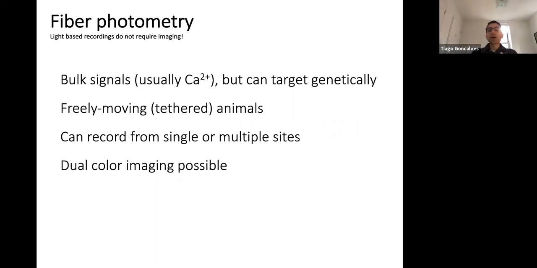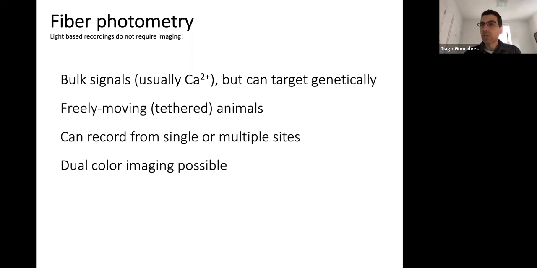the title of the lecture is imaging from fiber photometry to miniscopes. In in vivo imaging, fiber photometry is actually not really an imaging technique. It doesn't require an image. It doesn't require the formation of an image. It doesn't require a bitmap.